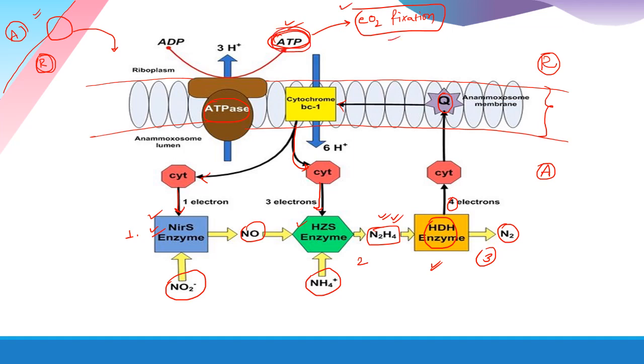carbon dioxide. So if we take an overview of these, three enzymes are involved in three different stages. The first one is nitrite reductase, which converts nitrite into nitric oxide. Then this nitric oxide and the ammonium combine to form hydrazine with the help of the enzyme hydrazine synthase. And then this hydrazine is converted to nitrogen gas with the help of the enzyme hydrazine oxidoreductase. In this process, the 4 electrons come to the cytochrome, then to the quinone, which is located in the lumen of the Anammoxosome membrane.